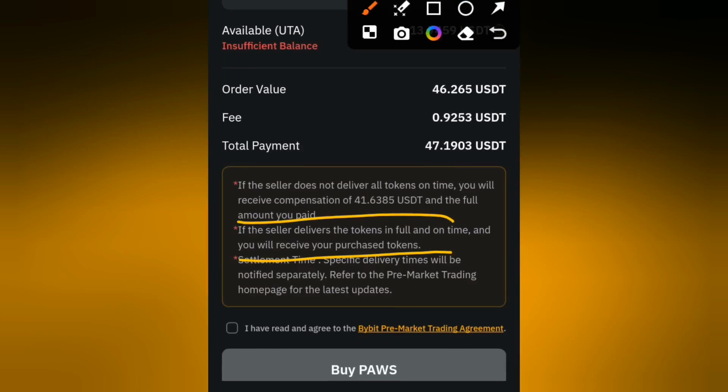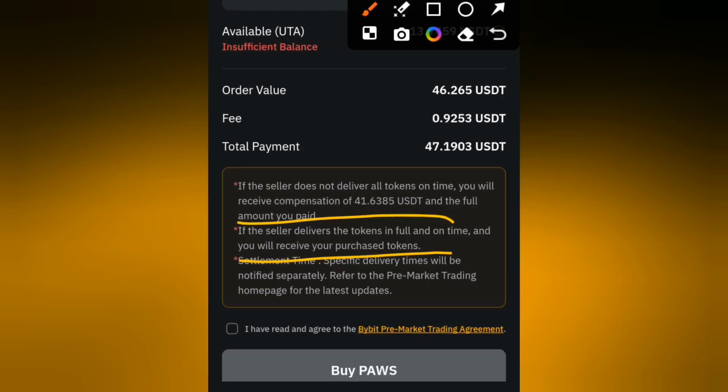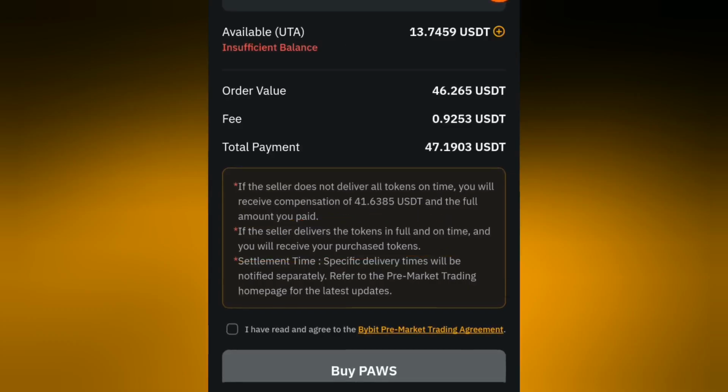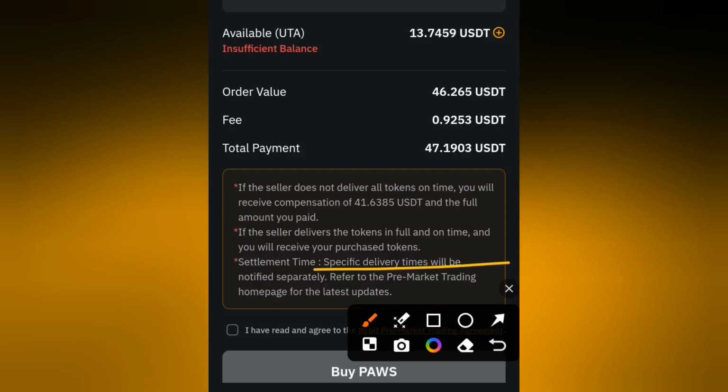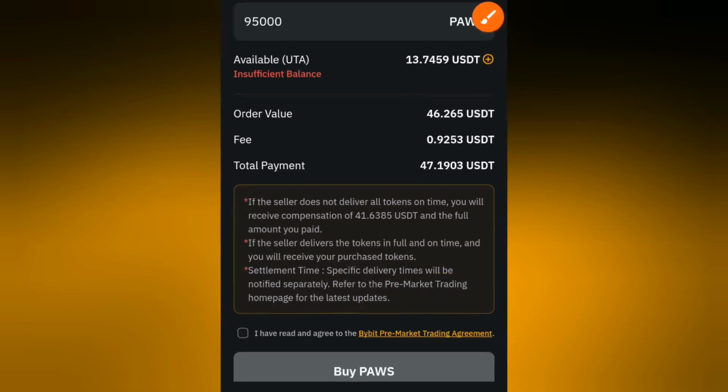If the seller delivers the token in full and on time, you receive your purchased token, but your money will be gone. The settlement time, the specific delivery time, will be notified separately, so you have to refer to the pre-market trading homepage for the latest update.